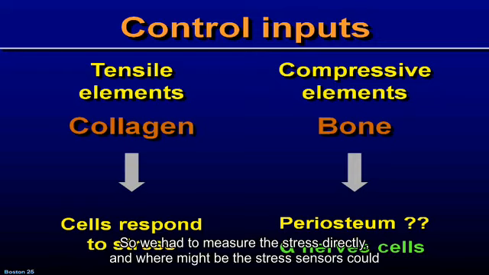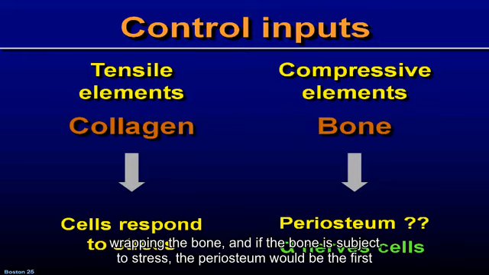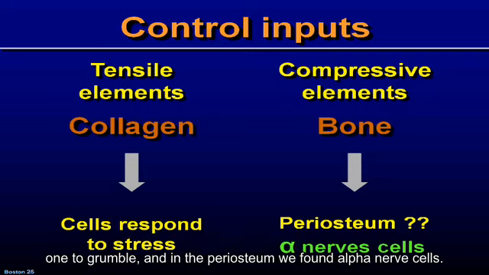So we had to measure the stress directly. And where the stress sensors might be is in the periosteum. And the reason I say that is that the periosteum is very tightly wrapping the bone. And if the bone is subject to stress, the periosteum will be the first one to grumble. And in the periosteum, we found alpha nerve cells.